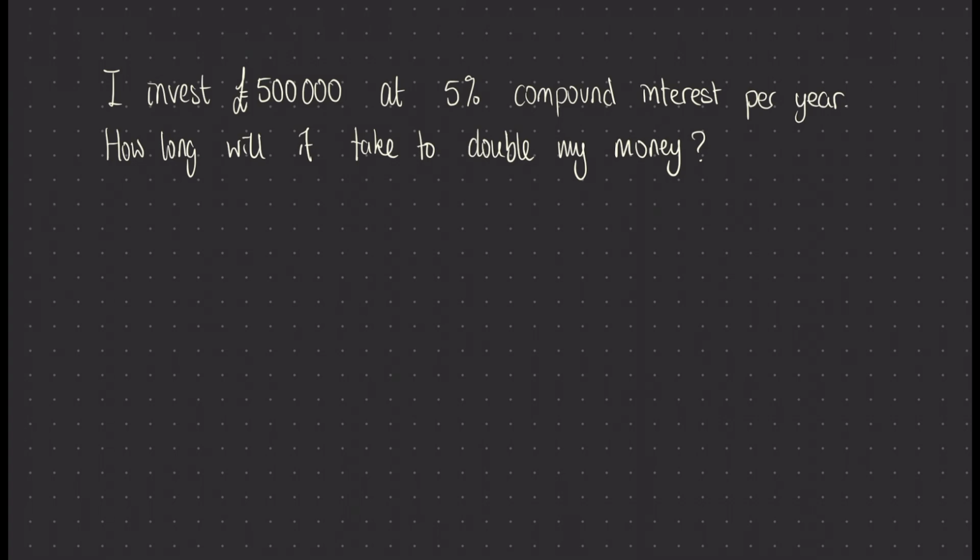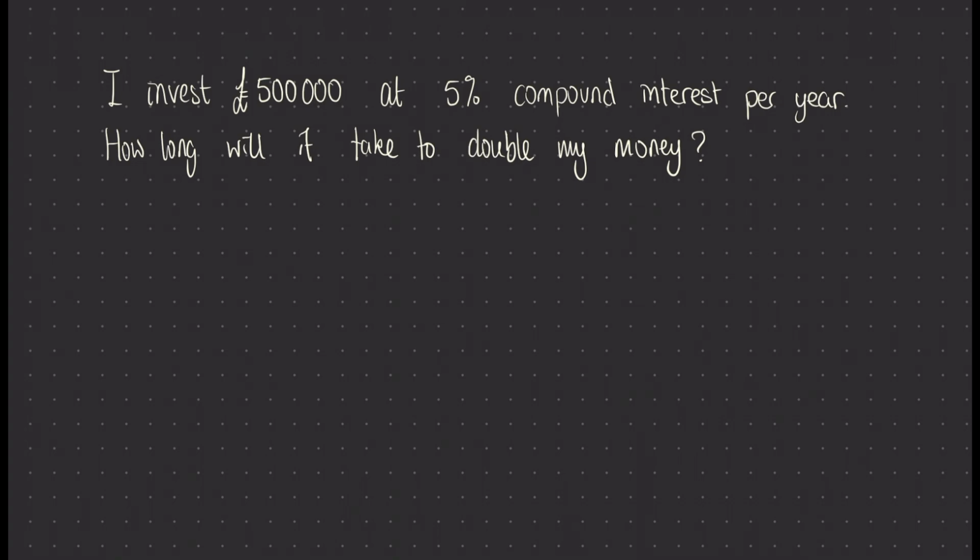Let's look at one final example together. So here I'm asked if I invest £500,000 at 5% compound interest per year, how long will it take to double my money? So the thing that I don't know here is how long I'm going to invest my money for. So we can write the rest of the expression, leaving that number of years to be the unknown variable.